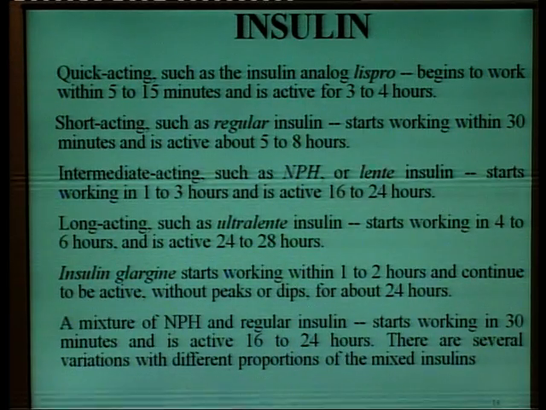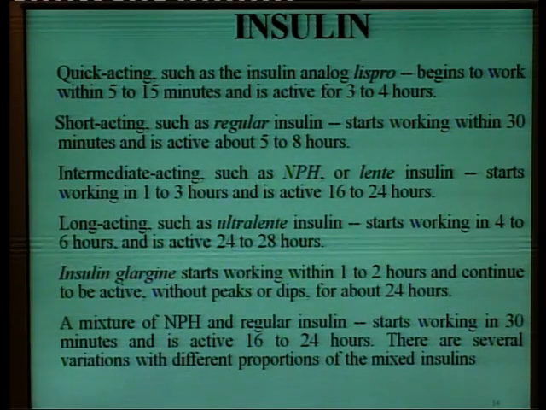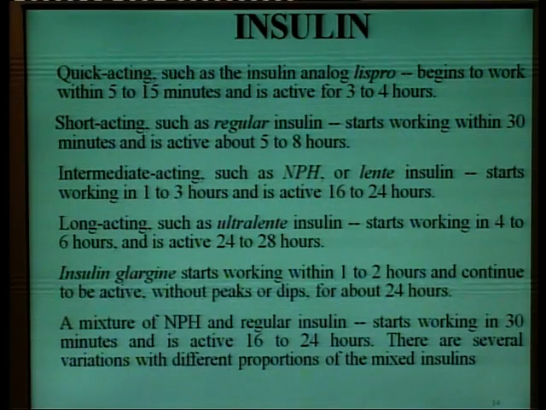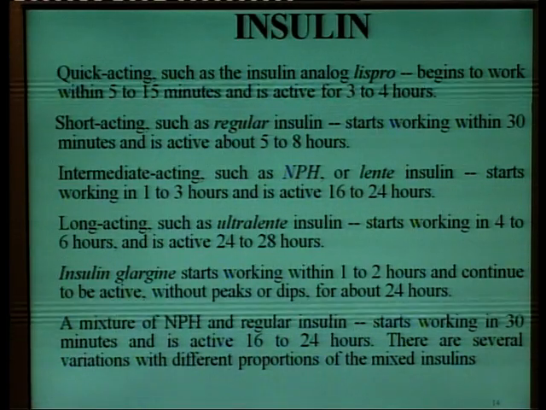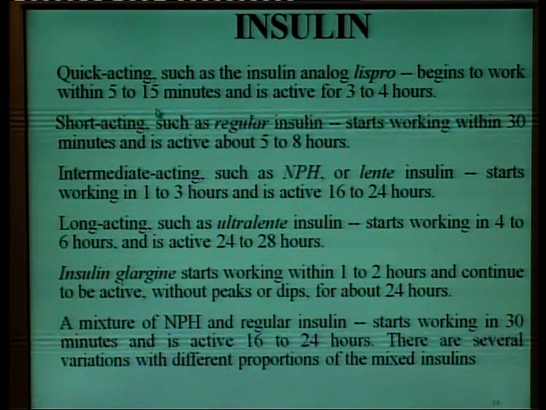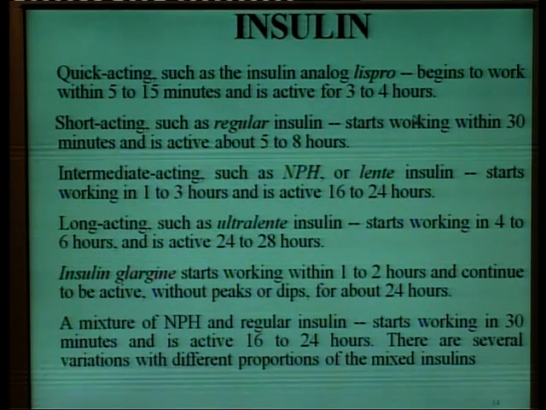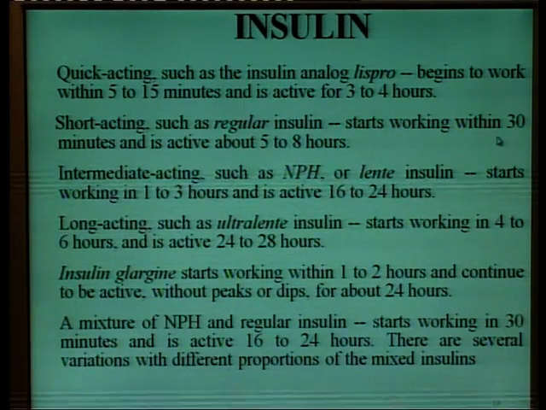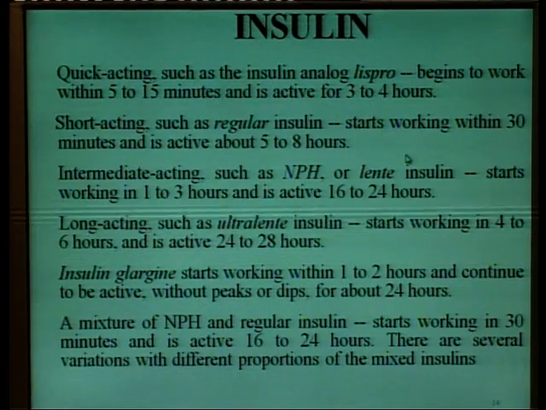A mixture of NPH and regular insulin starts working in 30 minutes and is active for 16 to 24 hours. There are several variations with different proportions of the mixed insulin. So just have a look at the first preparation. We find that the onset begins between 5 to 15 minutes and then prolongs for 3 to 4 hours. That means the duration is this much. We make certain changes and the onset no doubt increases to 30 minutes but it is active for 5 to 8 hours.